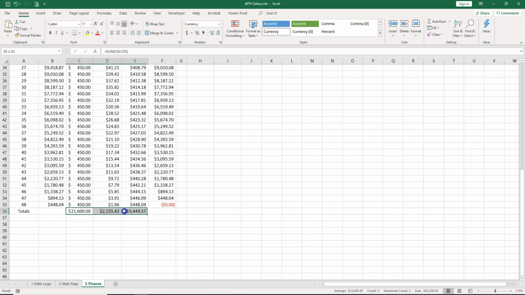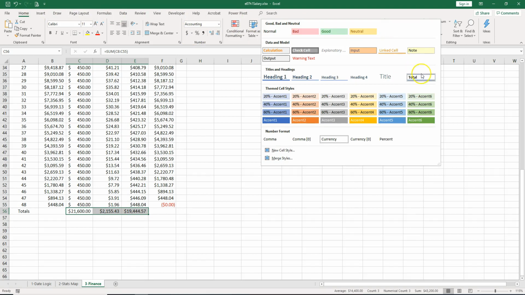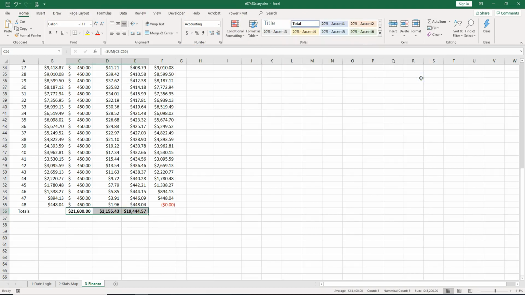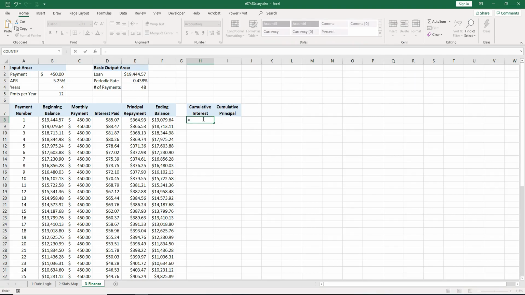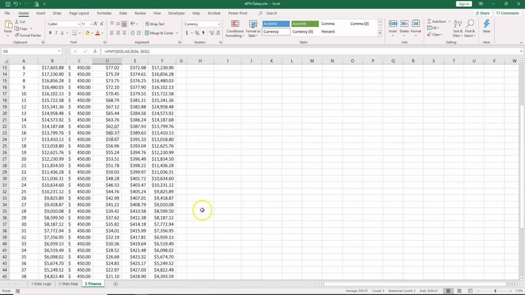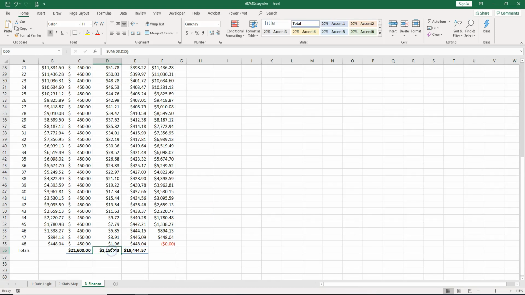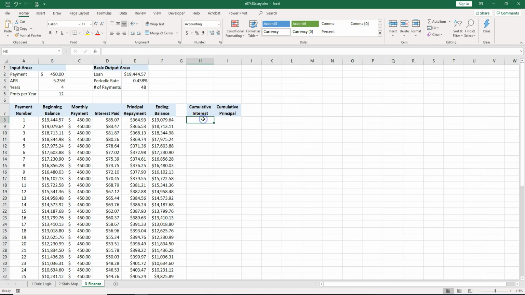And let's format these numbers using the sales style total, so the one with the borders. So what is the cumulative interest? We can use a function. I mean, it's very easy. You can see that here is 85.07. Over here should be these numbers added up, and over here should be these numbers added up. And in the end, it should be this total over here. Okay, so that's the cumulative interest. That's the ending cumulative interest. That's what we're going to pay for the interest.